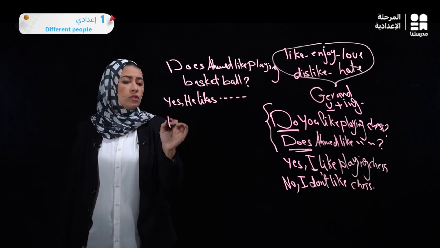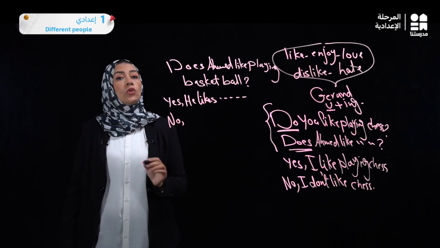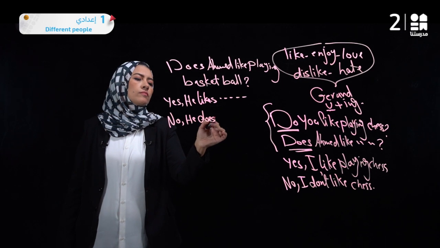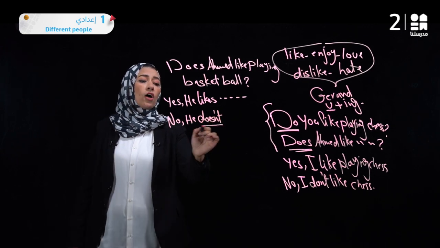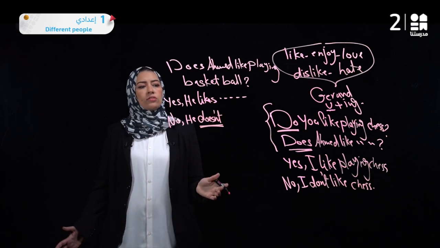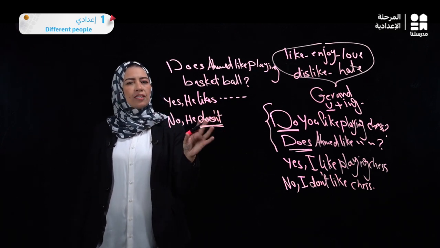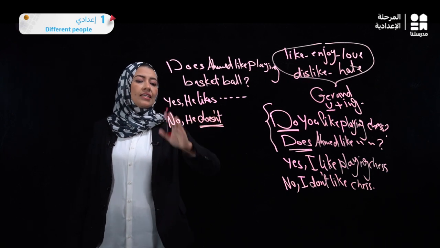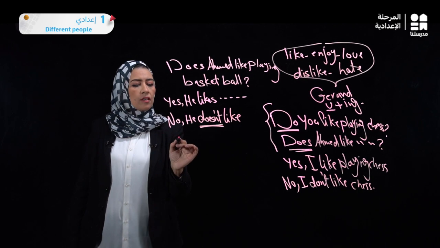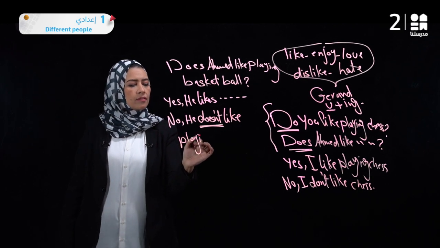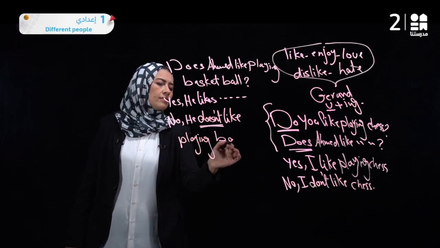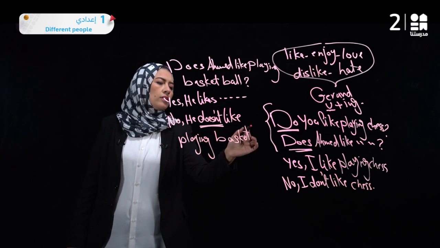طيب لو عندي no في النيجاتيف هقول no he doesn't. طيب with using the auxiliary doesn't هحط s للverb؟ Absolutely not. عشان احنا عارفين ان does a little bit selfish كده. So I'll say no he doesn't like playing basketball.